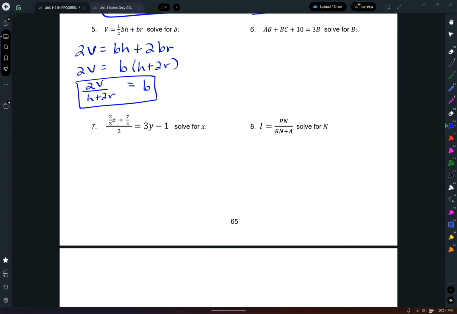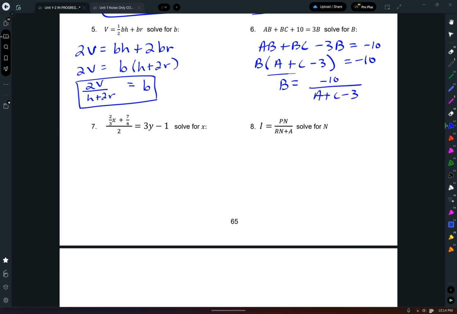So I think I'm going to keep the ab and the bc, but I'm going to subtract that 3b. So that way I have all my b terms together. And I'm going to go ahead and put the 10 on the other side. So it's going to be a negative 10 because it doesn't have a b. Now I can factor out a b from all 3 of those. And now in order to solve for b, I'm going to divide by that entire parenthesis. And so there is my b.